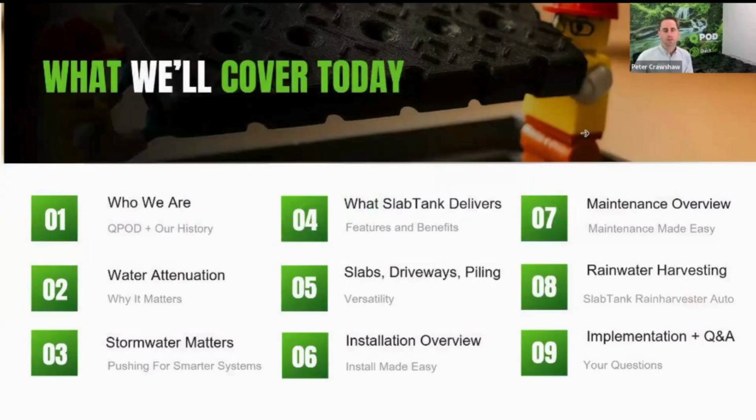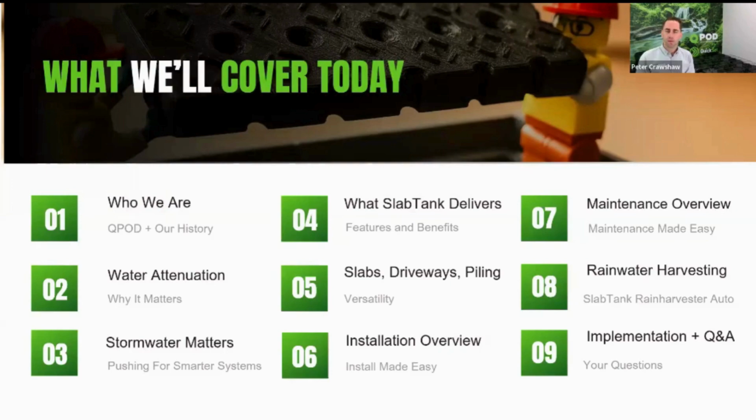Let's jump on the next slide. So looking at what we'll cover today, we'll have a little look at who we are, ourselves, who I am, and what we do at SlabTank. Water attenuation, why it matters. Stormwater matters, what SlabTank delivers, slabs, driveways and piled foundations, just how it works, the versatility of it, installation overview, maintenance, rainwater harvesting, and implementation.